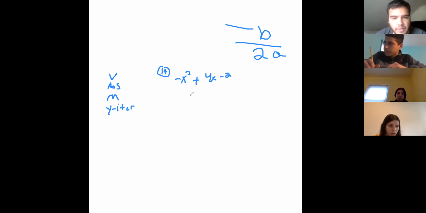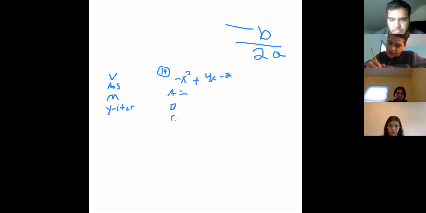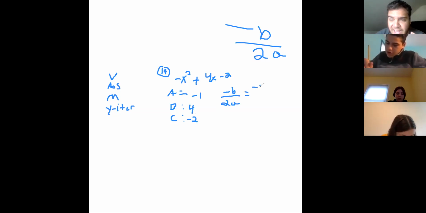So our first step is just to identify A, B, C. Sam, why don't you tell me what A, B, C is in this one? A is -1. B is 4. And C is -2. Good. So with that information, we can find everything we need. First off, we're going to find the x of the vertex, using negative b over 2a. So that's going to be negative 4, because b is 4, over 2 times negative 1.